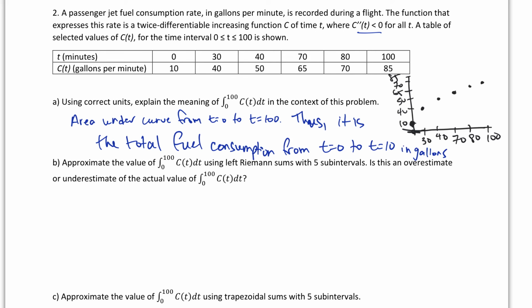All right, for part B, approximate the value using the left Riemann sum. So I already have a little graph here. Let's just go ahead and do left rectangles. So I'm going to make my left Riemann sums.